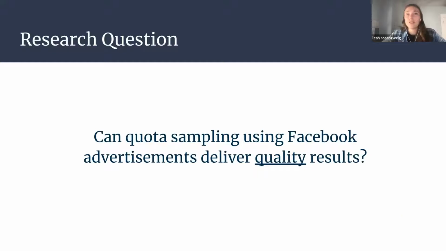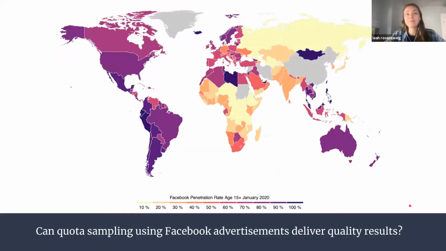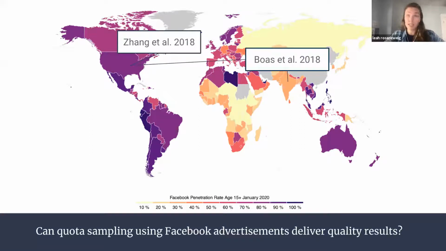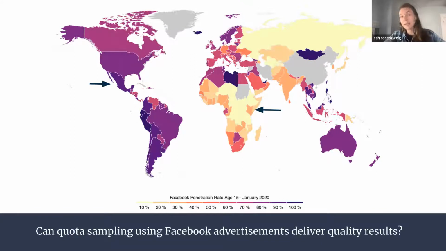Our specific research question was, can quota sampling using Facebook advertisements deliver quality results? And I'll talk about what I mean by quality in a moment. This question has been asked by other researchers. Zhang et al. have done this in the United States and found pretty good results using quota-based sampling there. Boas et al. have done it in the US and India and similarly found promising results. So we're doing this in Mexico and Kenya because, given lower levels of internet access and literacy in these regions, it might not be clear whether we can get similar quality results in these contexts.